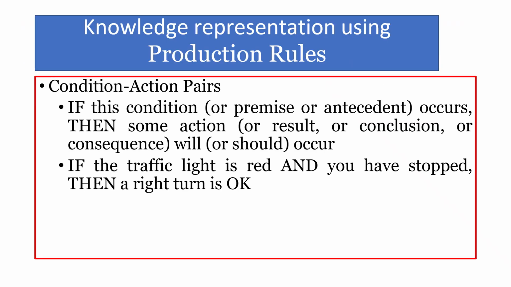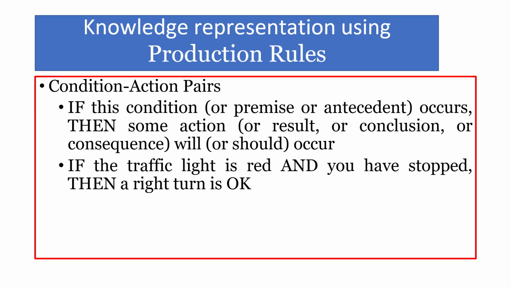Next, the third part is knowledge representation using production rules. Here we will concentrate on the condition action pair. A condition action pair is a rule used in AI and expert systems. It specifies what action should be taken whenever the particular condition is true. So if the condition, then action, conclusion. If part: condition, premise or antecedent; then part: action, result, conclusion or consequence.